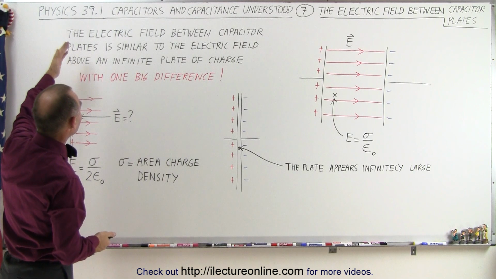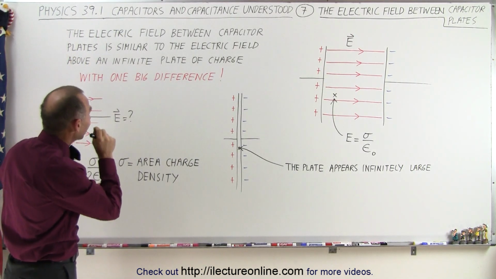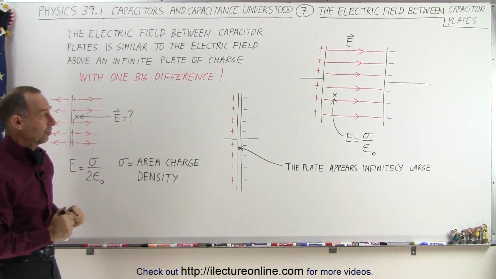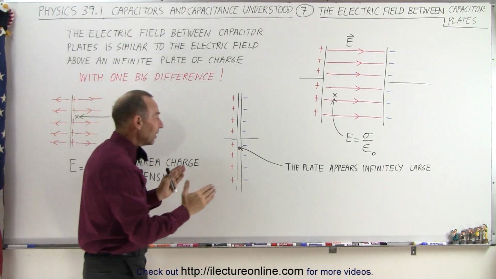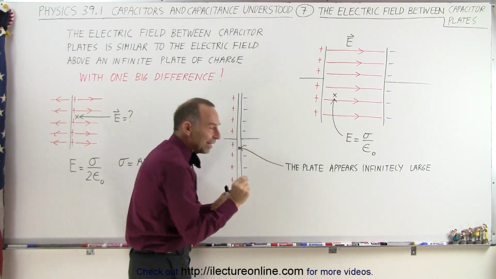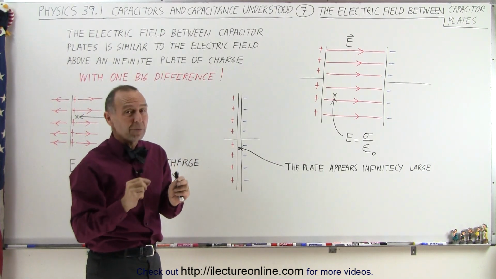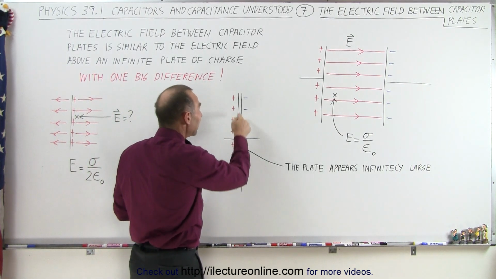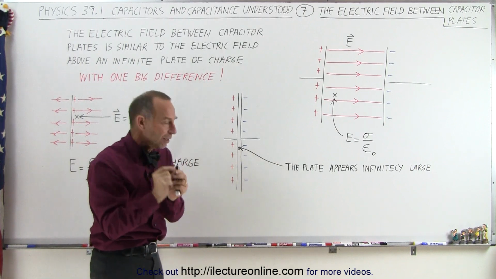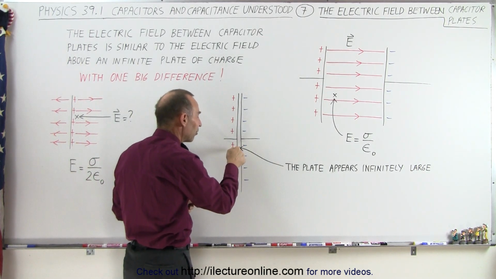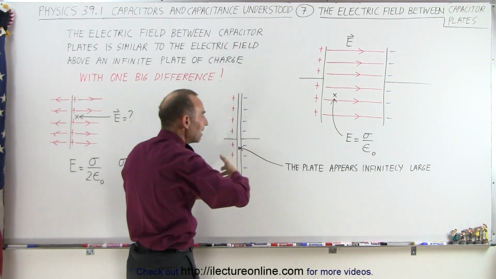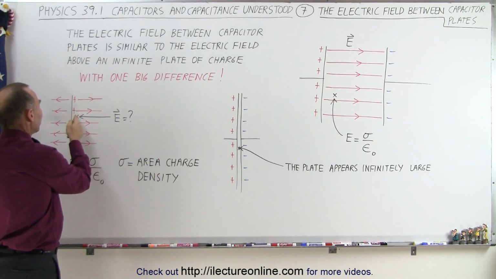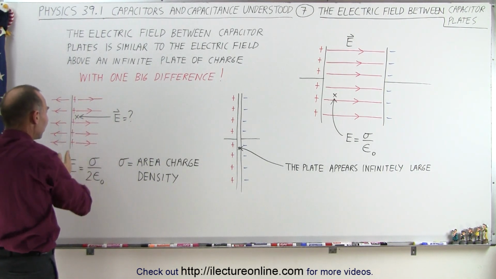So here we have written that the electric field between the capacitor plates is similar to the electric field above an infinite plate of charge, but with one big difference. Now, the reason for that is that typically the distance between the plates is very, very small. We're talking about fractions of a millimeter in many cases for small components. So when you're somewhere in between the plates, the edges of the plates are so far away relative to the distance between the plates that from that vantage point, these plates look like they're infinitely large. And because of that, it's as if you're above, very close to a very large plate filled with charge.